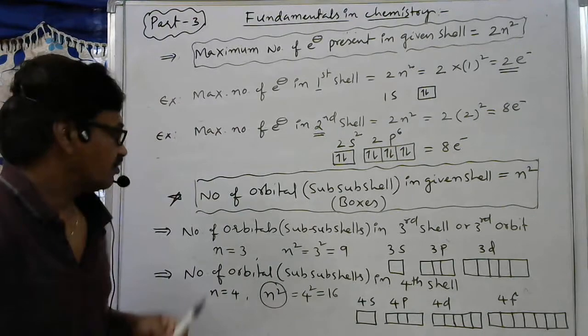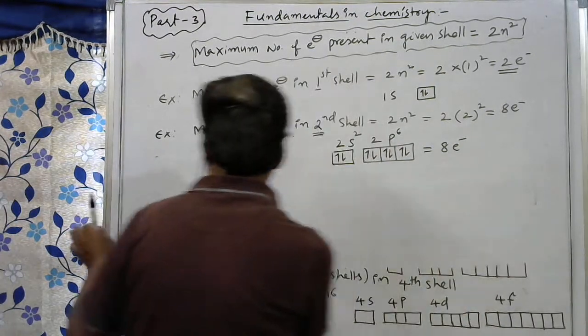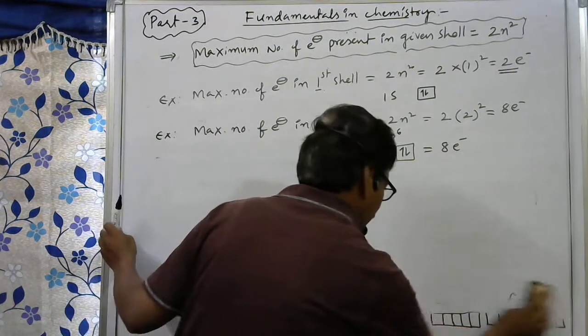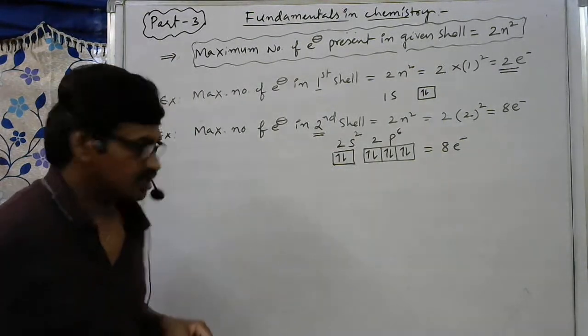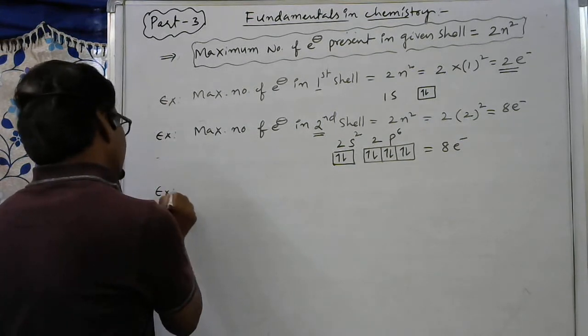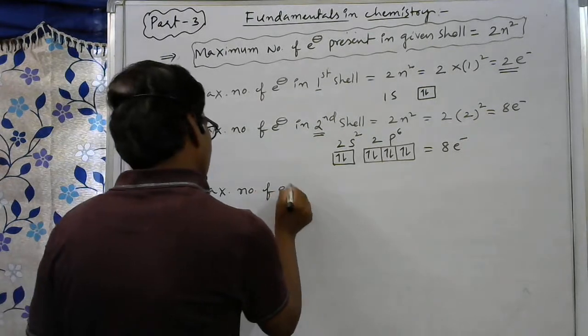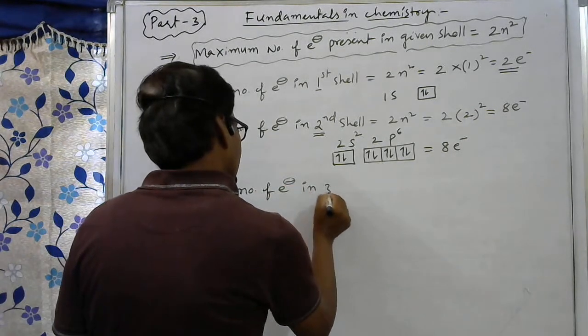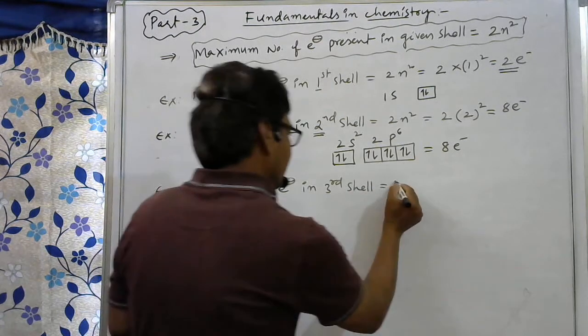Similarly, the total number of electrons present in the third shell, in the fourth shell or fifth shell, this also we should know. Here the same thing I am writing. Maximum number of electrons in the third shell. What is the formula? 2n square. Again I am writing 2n square.